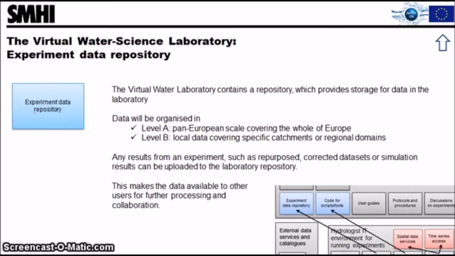As soon as there are some interesting results, the research team can publish the results in the virtual water science laboratory, either in the experiment data repository, or they can also share their code for scripts and different tools, or they can also publish their data in spatial services or time series access functionality that they have in the local environment.